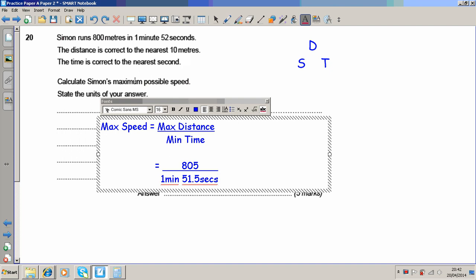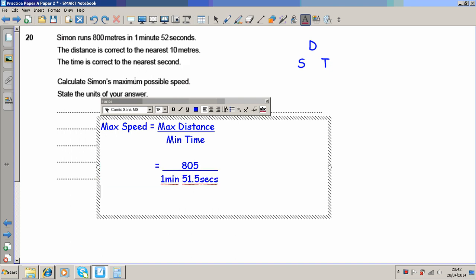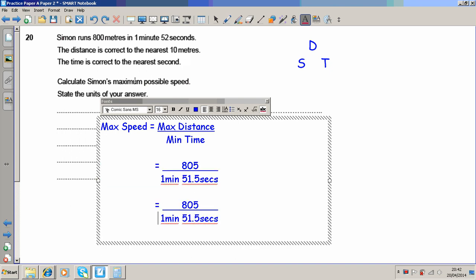Okay, so now to do this further, we need to make that minutes into just seconds. So 60 seconds in a minute is going to make that 111.5 seconds.